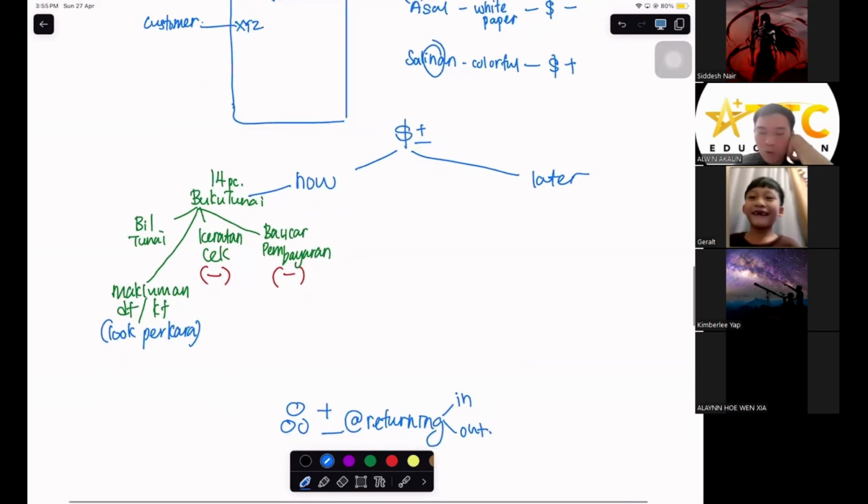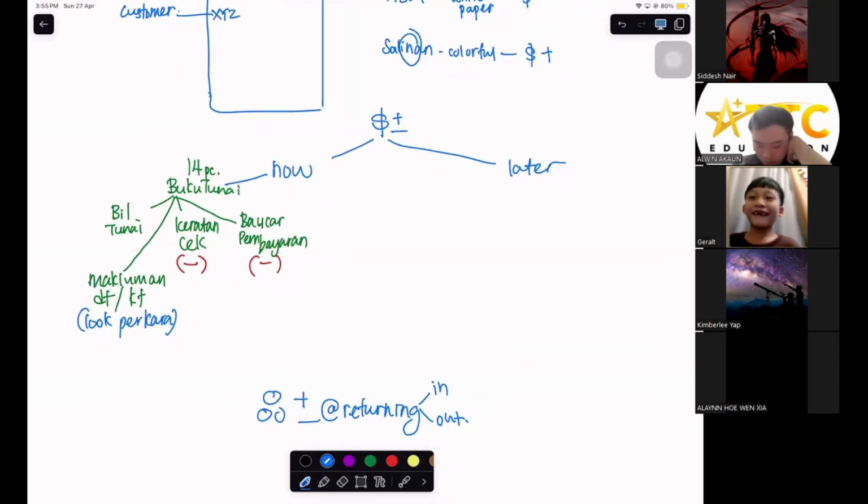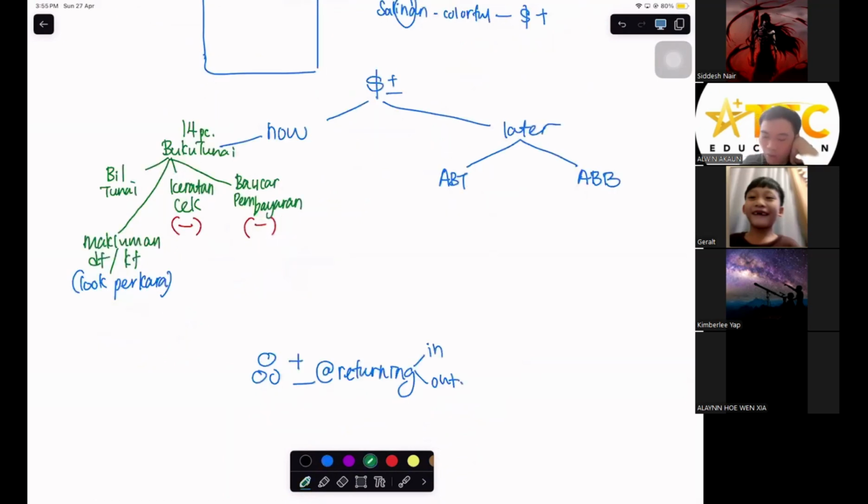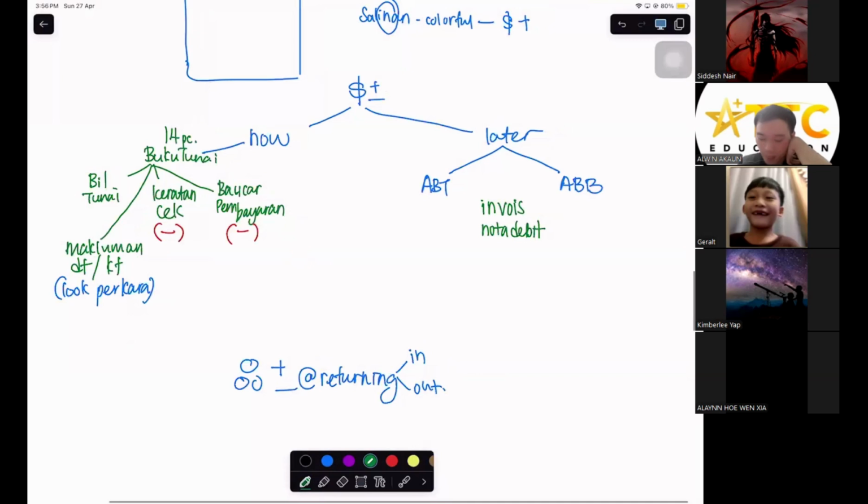Okay. Now, if money will be coming in or going out later, then there will be ABT or ABB. Normally, this one will be talking about your invoice. Nota debit, these two. Normally. Okay. So when it is about ABB, you'll be recording them into your journal belian. If it's your ABT, then you're recording them into your journal jualan.